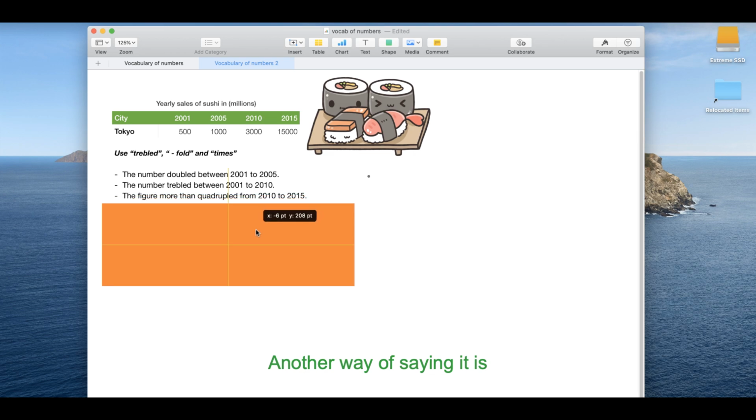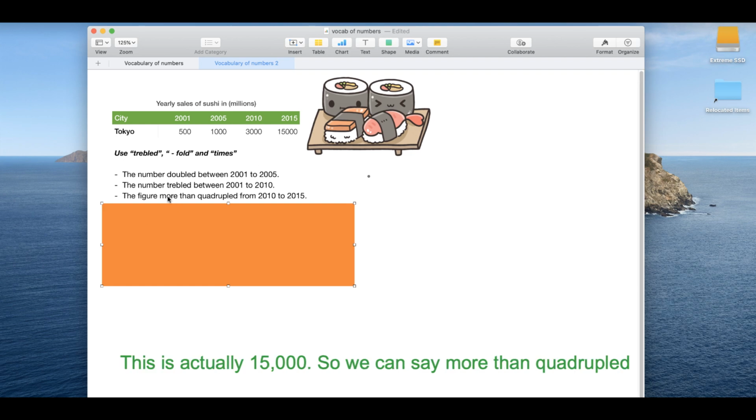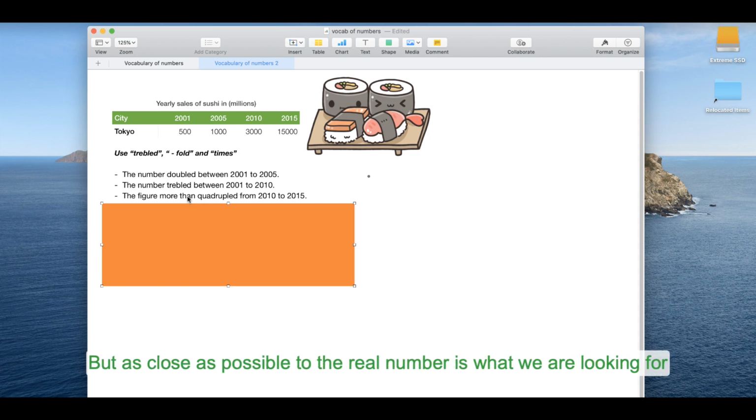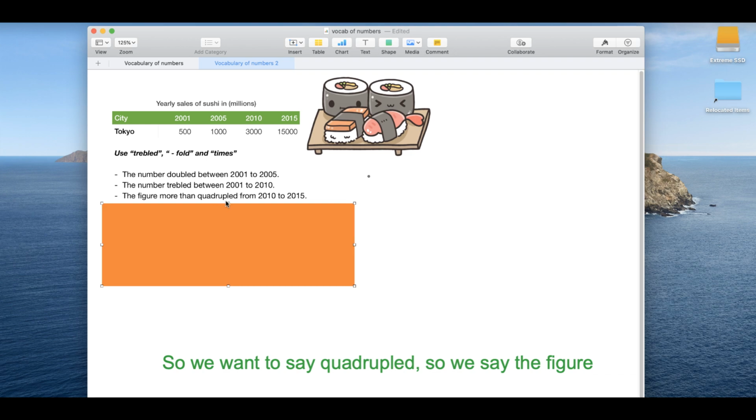Another way of saying it is the figure more than quadrupled. That means it increased by 4 times from 2010 to 2015. So if you think about it, 3000 multiplied by 4 would be 12,000, but this is actually 15,000, so we can say more than quadrupled. Again, we're not looking to be exactly precise over here, but as close as possible to the real number is what we're looking for. So we say the figure, again, instead of number, the figure more than quadrupled from 2010 to 2015.